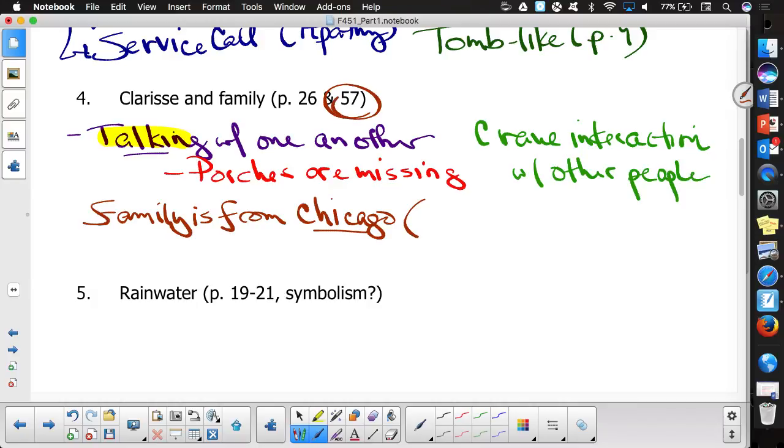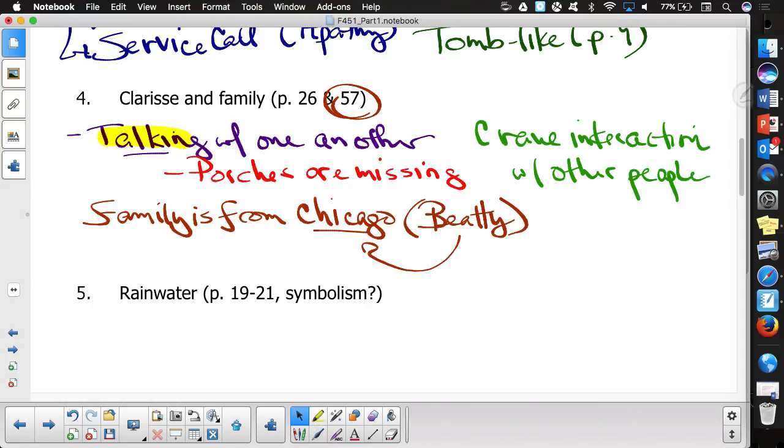57 is when Beatty comes over and visits him. So Beatty tells him that they are from Chicago. Beatty tells him that they have had their eye on them for quite some time. So he certainly knows about Clarice and the family. Beatty certainly knows about the death of Clarice.